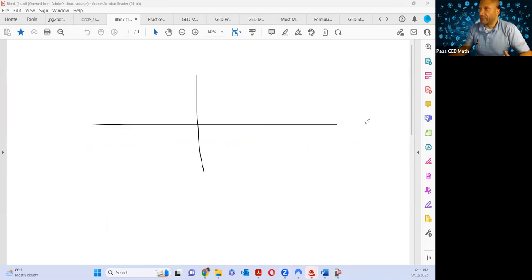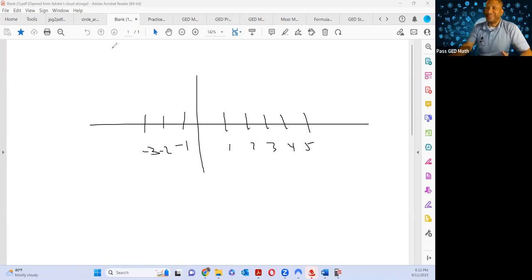What they're going to say is something like this: what is the distance between -3 and 5? So if I had answer choices A, B, C, D: 2, -2, 8, -8. If I said, what is the distance between -3 and 5, what would you say?